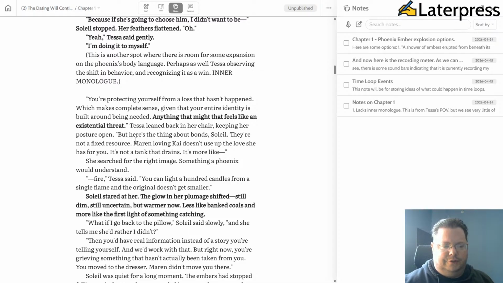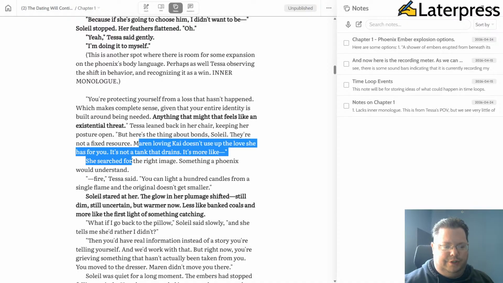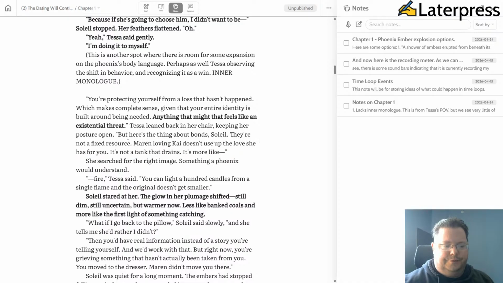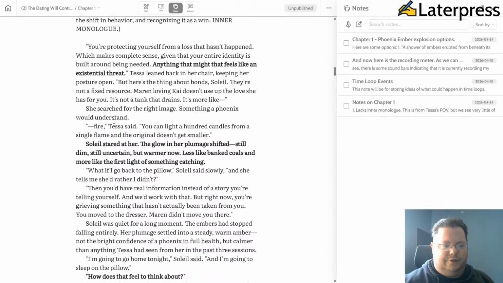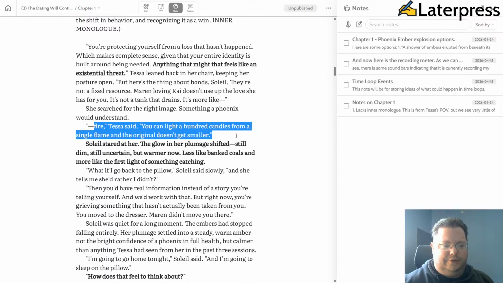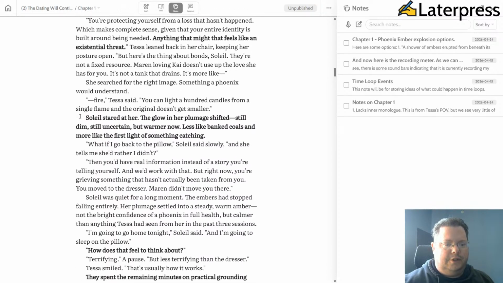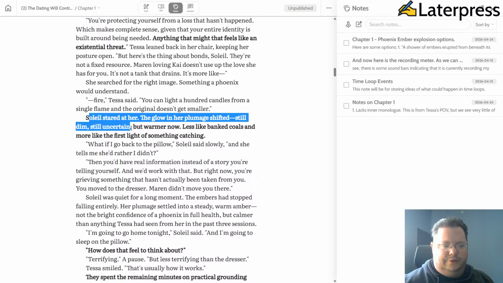They're not a fixed resource. Marin loving Kai doesn't use up the love she has for you. It's not a tank that drains. It's more like, she searched for the right image, something a phoenix would understand. Fire, Tessa said. You can light 100 candles from a single flame and the original doesn't get smaller. Salil stared at her. The glow in her plumage shifted, still dim, still uncertain, but warmer now.